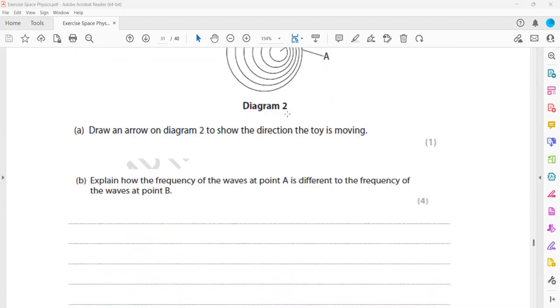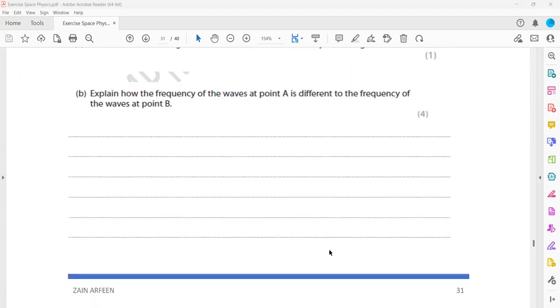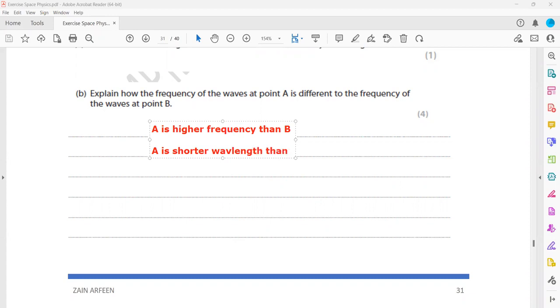The next is: explain how the frequency of a wave at point A is different to the frequency of a wave at point B. It is 4 marks, and you have to mention which one is higher frequency. So A is higher frequency than B. And A has a shorter wavelength. Then B. But the speed at which the wave is traveling is the same for both.